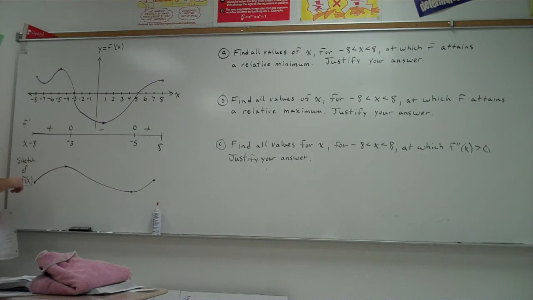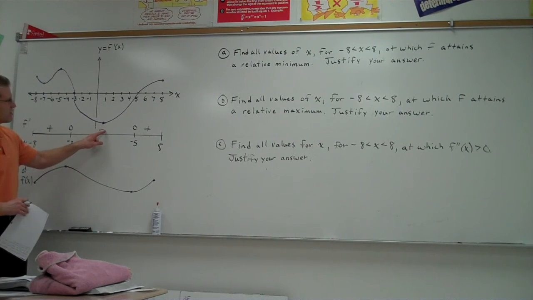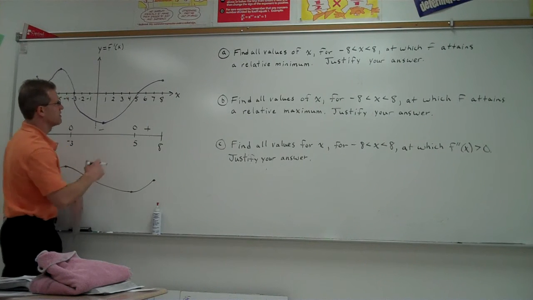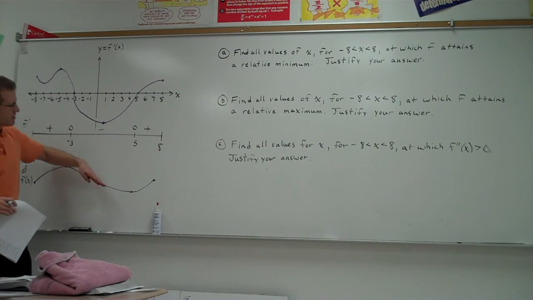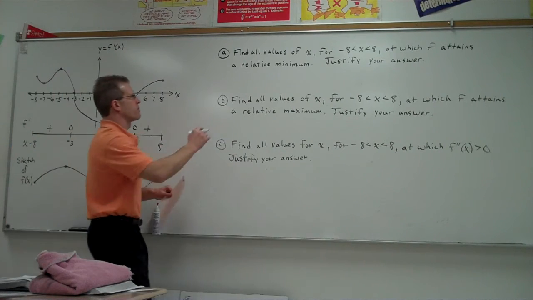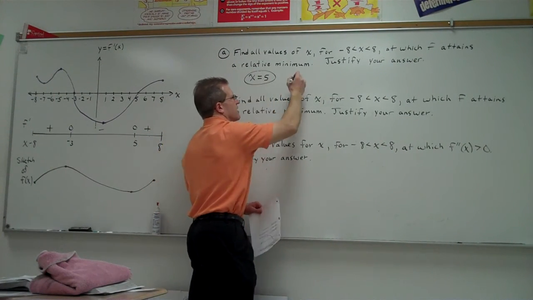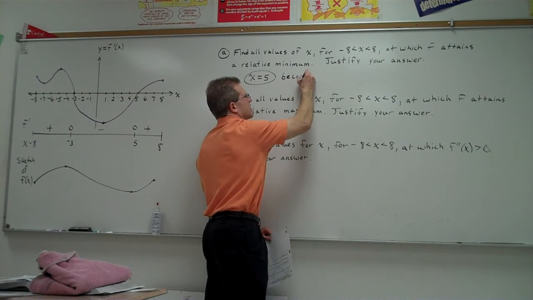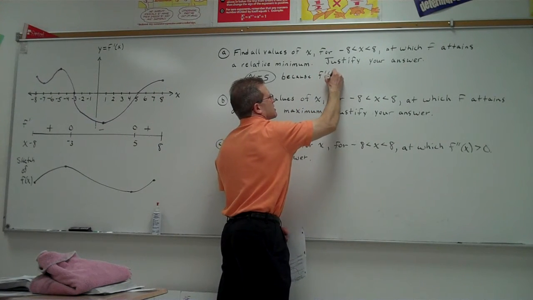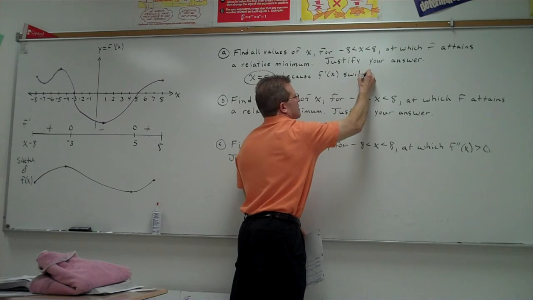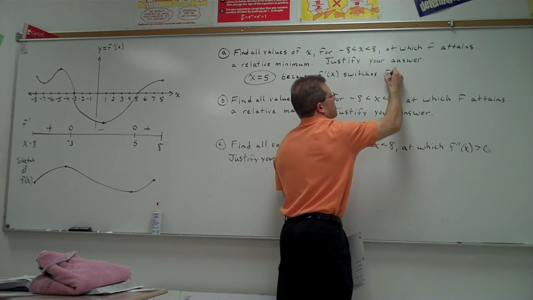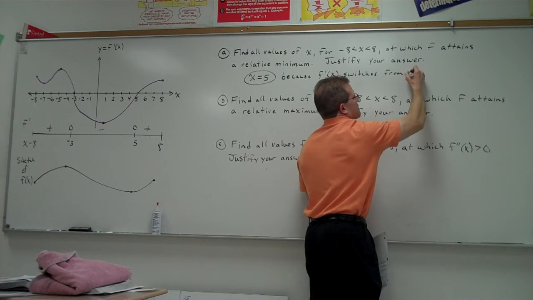Where does the graph of f, which is the sketch down below, reach a relative minimum? 5. Negative 5, right, because that's where the graph switches from, actually that should be positive 5, yeah, I'm sorry about that. That's where the graph switches from decreasing to increasing. So the answer is x equal 5. Justification, because f prime of x switches from negative to positive.